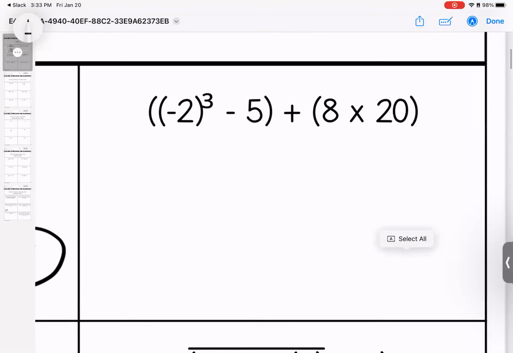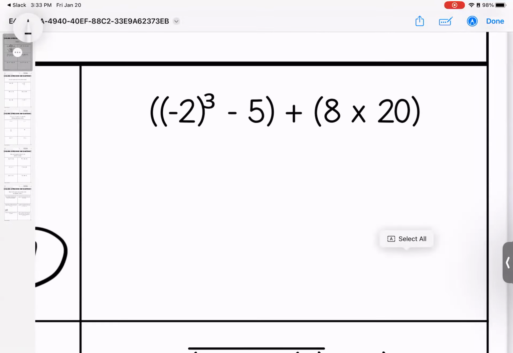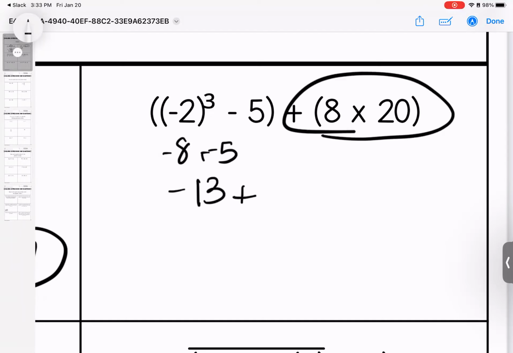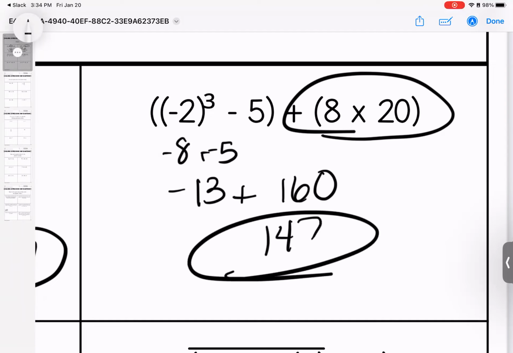All right, popping over here, we're starting with 2 to the third power, which means 2 times 2, which is 4, times 2, which is 8, negative. Positive, negative, minus 5, be plus a positive. 8 plus 5 gives me 13, still negative. Over here, 8 and 2 is 16. Don't forget your 0. And then we have -13 and positive 160. That's going to give us positive 147.